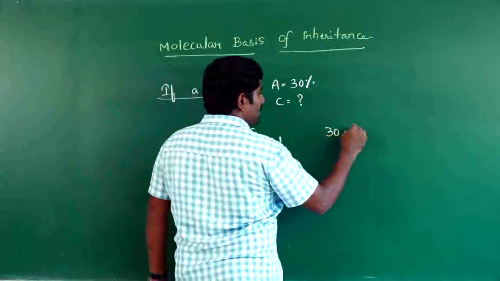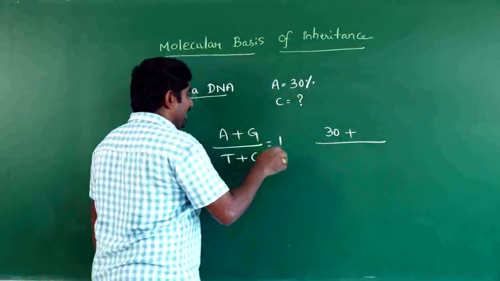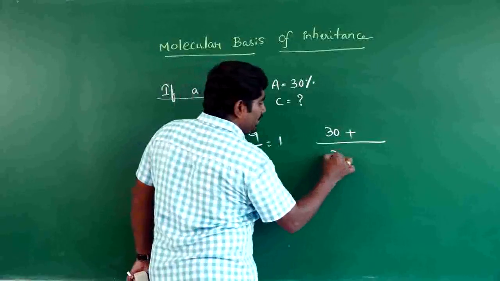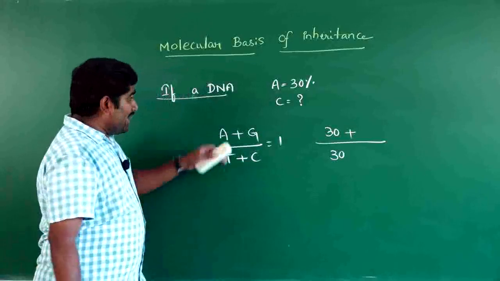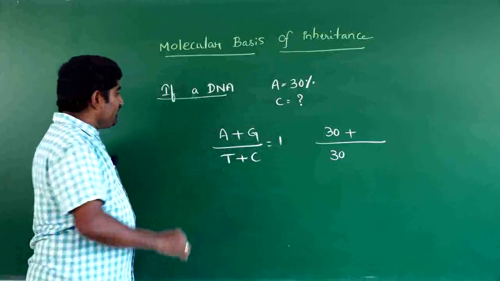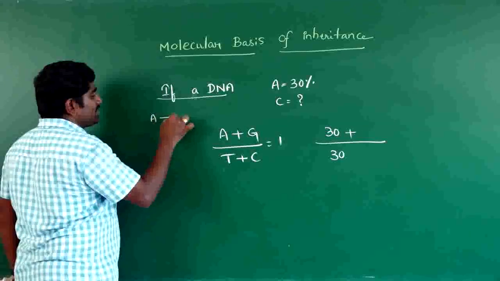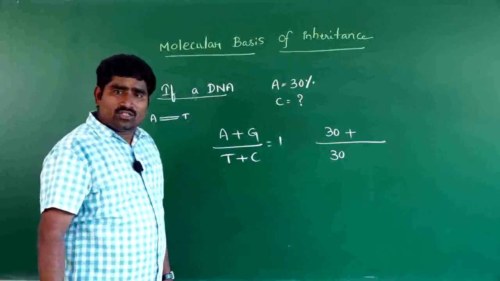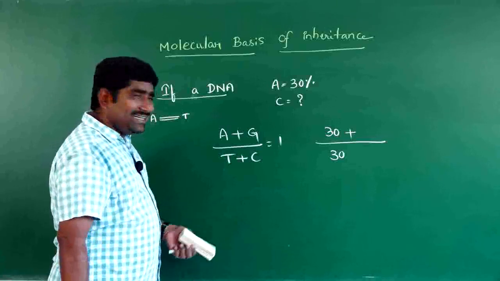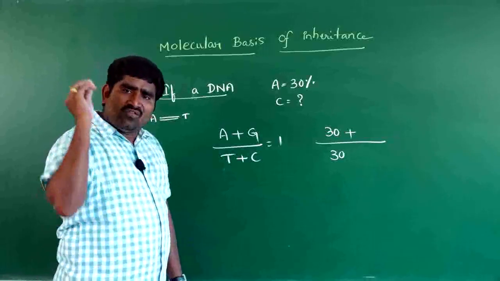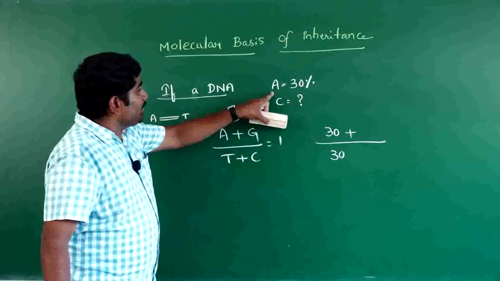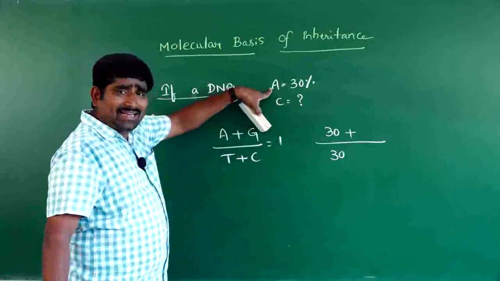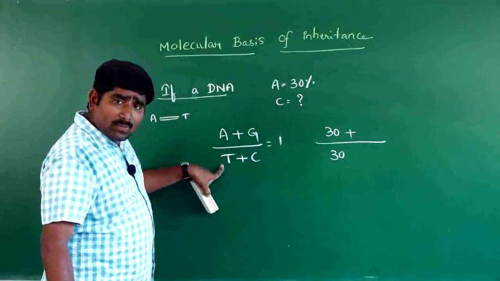Adenine is 30%. Adenine is always paired with thymine. If adenine is on one side of the polynucleotide strand, then thymine is on the other side. Adenine and thymine are always paired with 2 hydrogen bonds, so there is no other alternative in DNA. So if the adenine percentage is 30, the thymine percentage will also be 30.